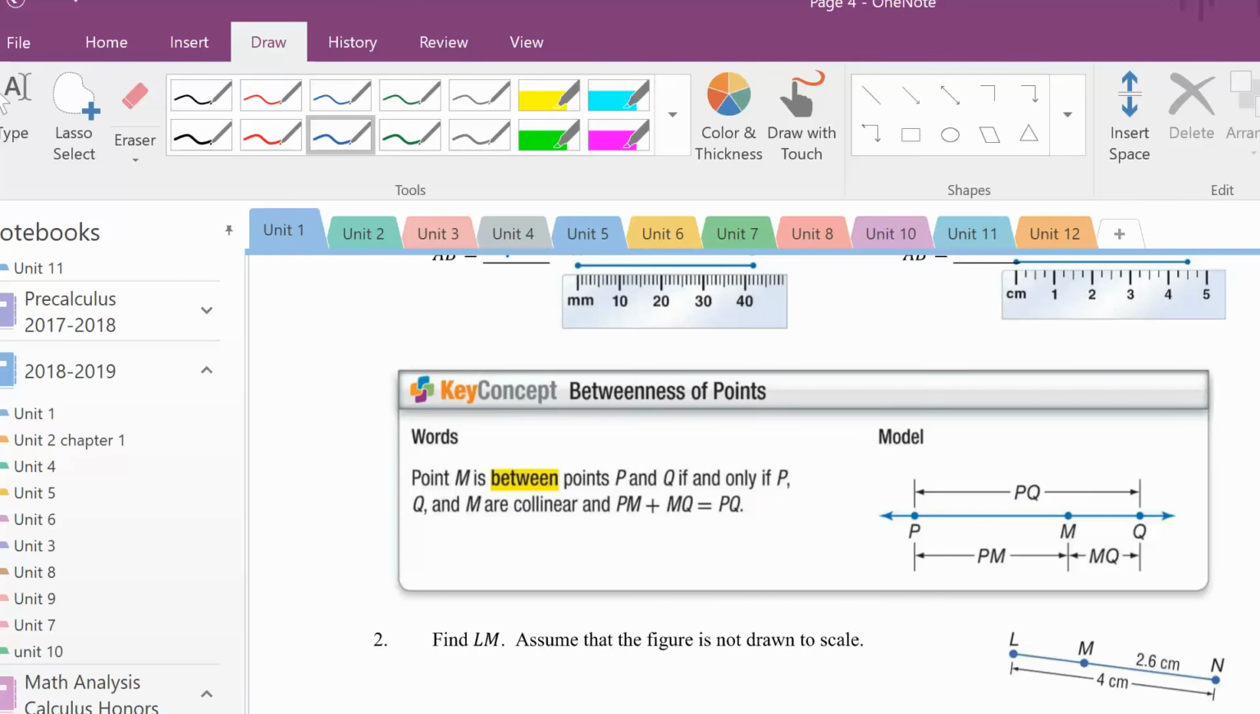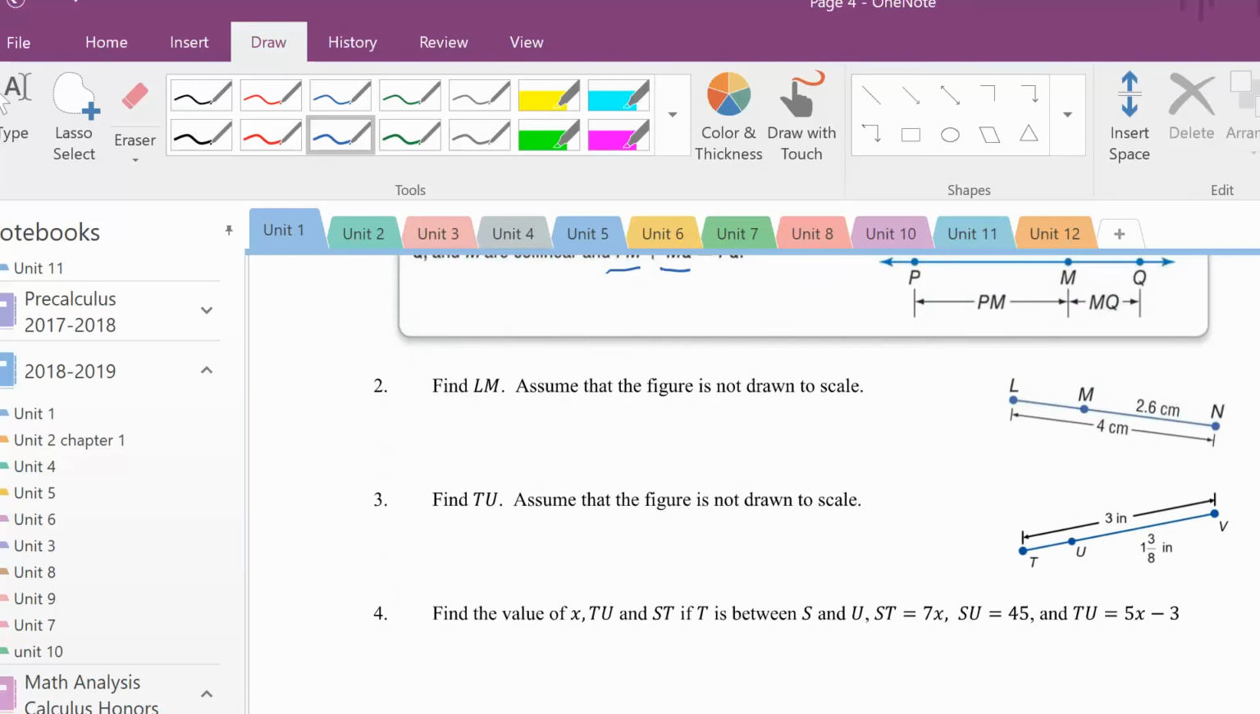So the concept of being between two points means that point M is in between points P and Q if and only if all three are collinear. And if you take PM and add it to MQ, that it equals PQ. So basically part plus part equals the whole. So two things are needed in order for the point to be between two other points: it has to be on the same line, and when you add the two parts together, it has to equal the whole thing.